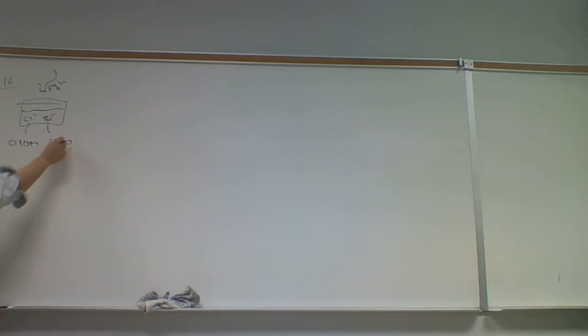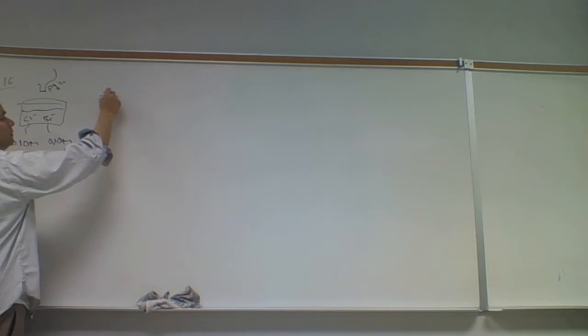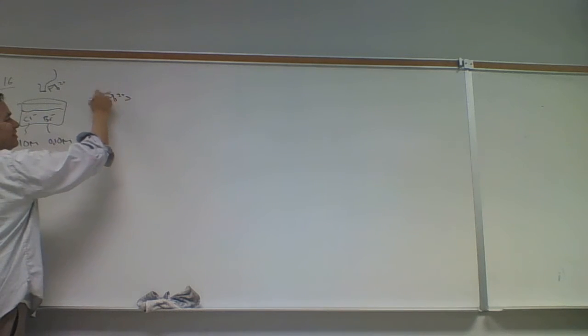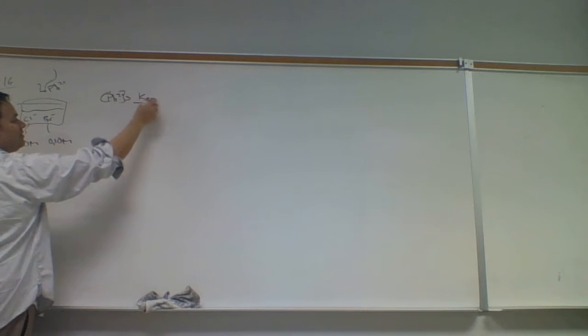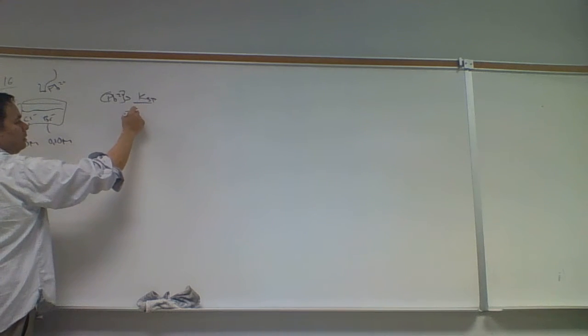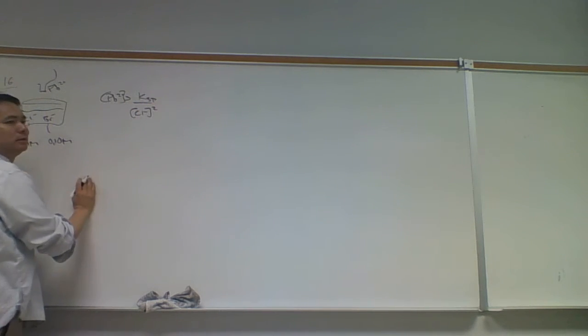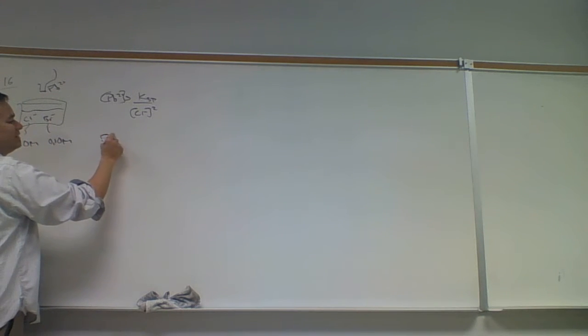Okay, that's easy. So then you just solve the KSP equation for lead. I'm just going to skip all those other steps with the derivation of this. So it's just the KSP divided by the chloride squared, right? Yep. And then we do this one.